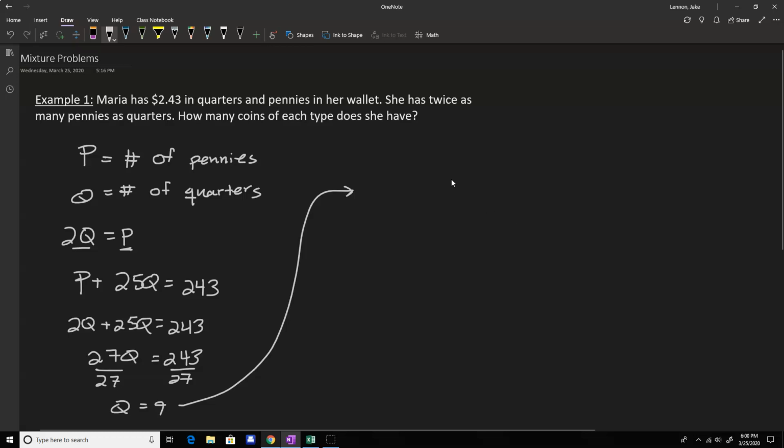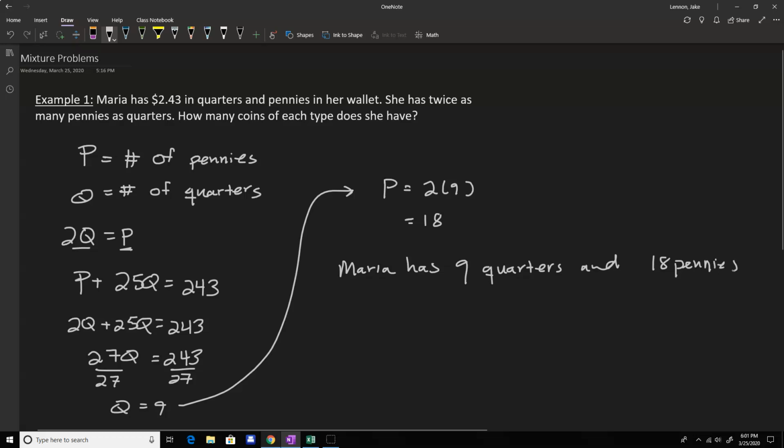We also need to figure out how many pennies she has. Well, we know pennies is equal to twice Q, so that's 2 times 9. So she has to have 18 pennies. So Maria has 9 quarters and 18 pennies.